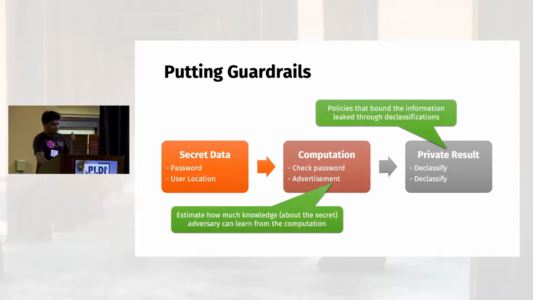So now this work sort of wants to put guardrails on that, and there are two key components to getting there, right? So in the computation step, the first thing that you need to do is estimate how much knowledge an adversary can learn about the computation from the results. And once you have some estimations and you can walk through the prior knowledge of the adversary and the posterior knowledge of the adversary, then you want some mechanism to enforce certain policies that bound these information leaks, right?